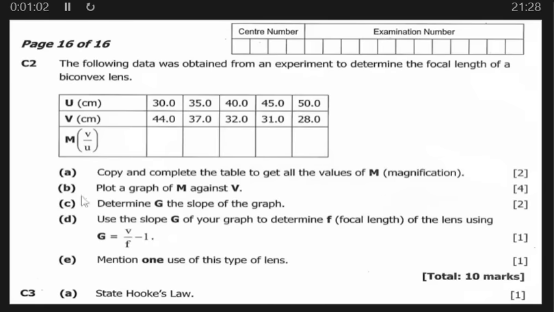Then B says, plot a graph of M against V. C says, determine G, the slope of the graph. Then D says, use the slope G of your graph to determine F, the focal length of the lens, using G is equal to F divided by V divided by F minus 1. Then E says, mention 1 use of this type of lens. So let's go straight into the answering.